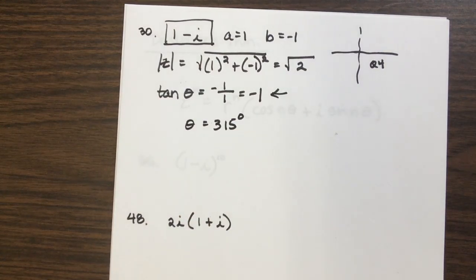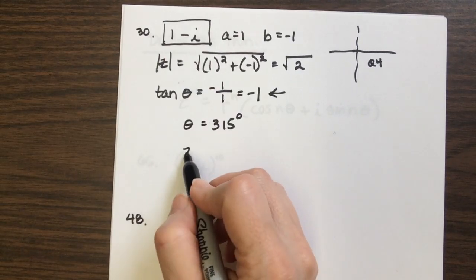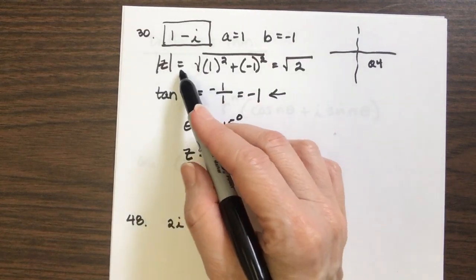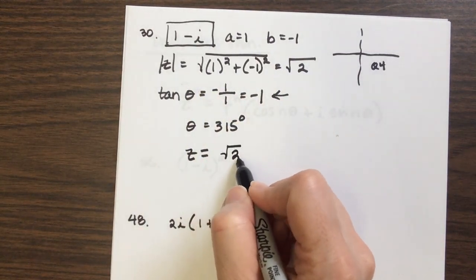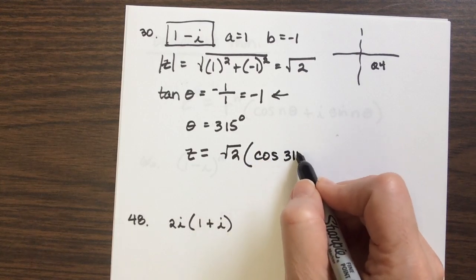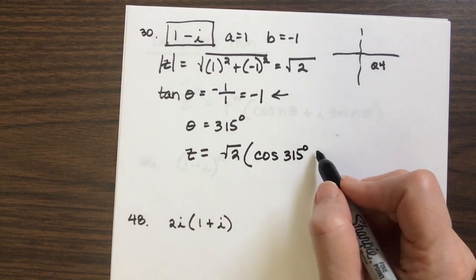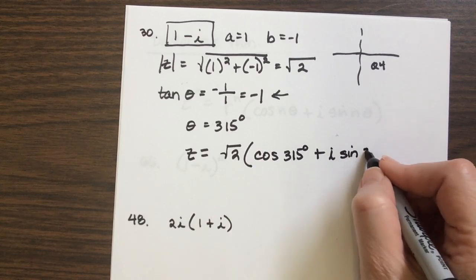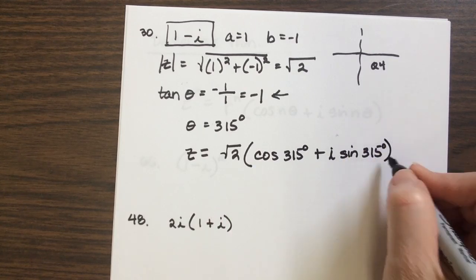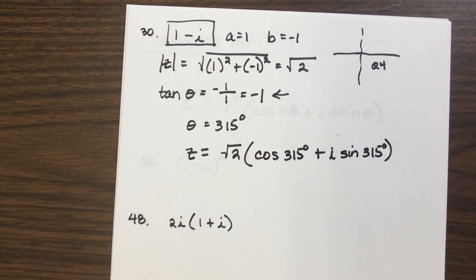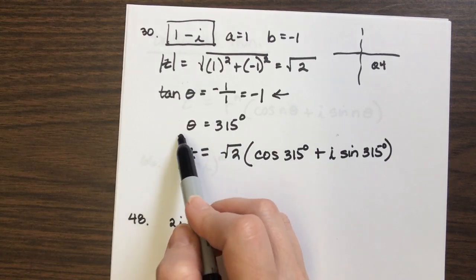Now I'm just writing it in polar form, which you remember that we said that z is going to equal r, which in this case I found to be the square root of 2, times the cosine of theta, which is 315, plus i times the sine of 315. Now, do we keep going with that? No, let's leave it.